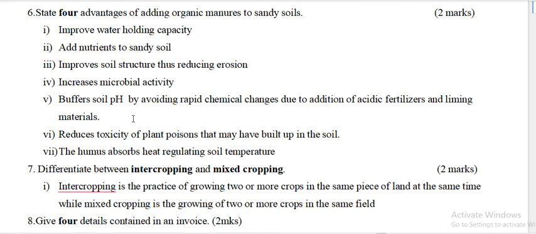Then they increase microbial activity, that is the activities of microorganisms, because organic manure contains microorganisms which are important in the soil for improving aeration. Then they buffer soil pH by avoiding rapid chemical changes due to addition of acidic fertilizers and liming materials. Then they also reduce toxicity of plant poisons that may have built up in the soil. Then humus absorbs heat, regulating soil temperature.